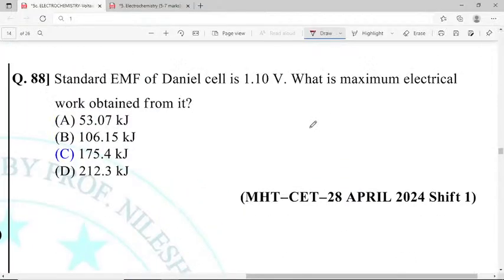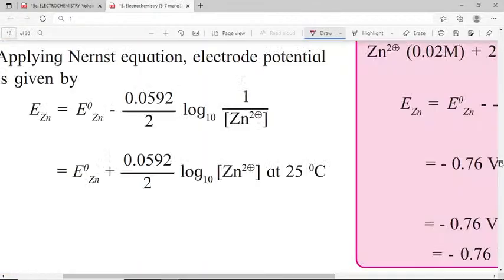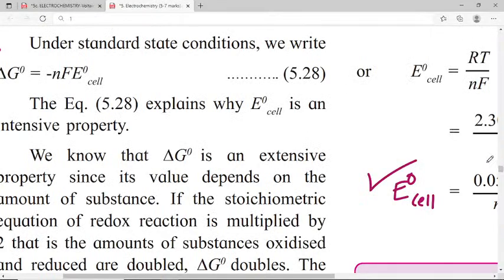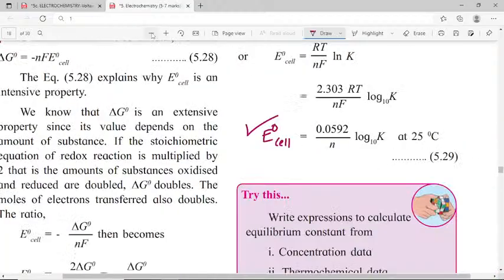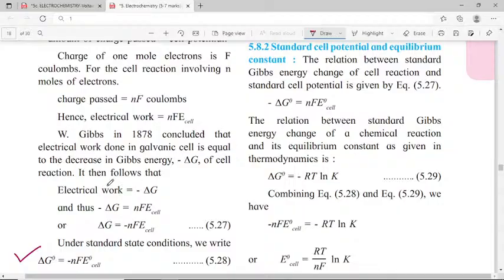Next, okay, standard EMF of Daniel cell is 1.10 volt. What is the maximum electrical work? So standard EMF is E naught cell. So what is the electrical work? So electrical work is equal to nF E cell. Electrical work is equal to nF E cell.